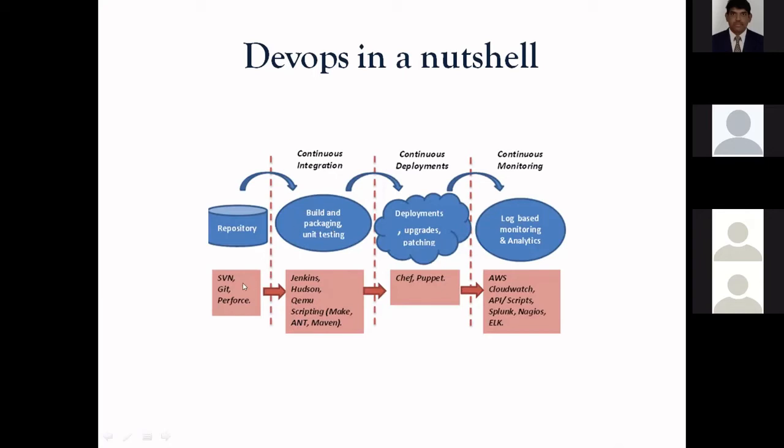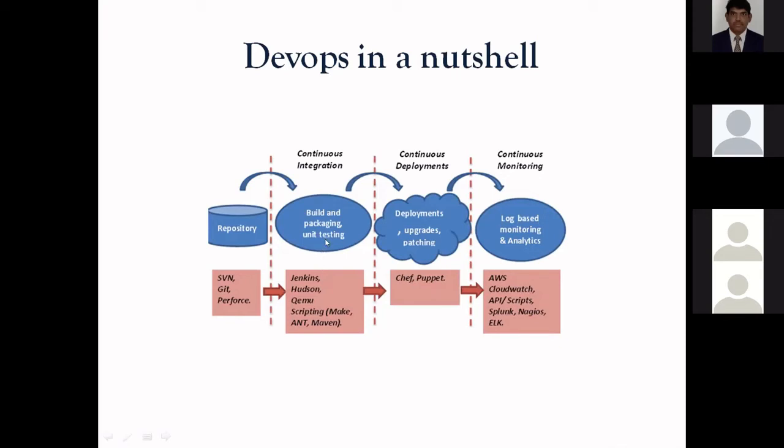After the code is pushed into GitHub, the code is integrated using SCM. Then for deployment purposes, we use Chef, Puppet, and Docker. And for monitoring purposes, we use AWS CloudWatch and Splunk. So this is the life cycle of code from code to deployed application. First it is pushed, and then it is integrated for the purpose of build, testing, and packaging.